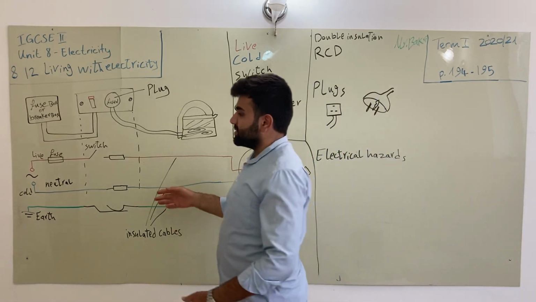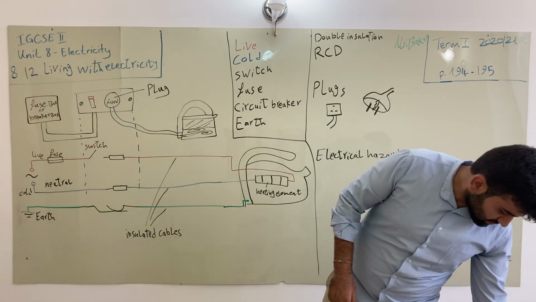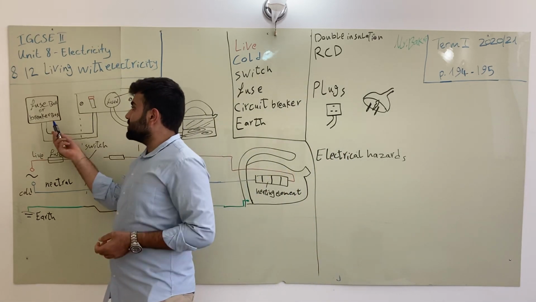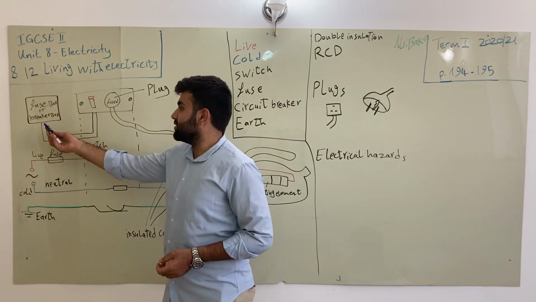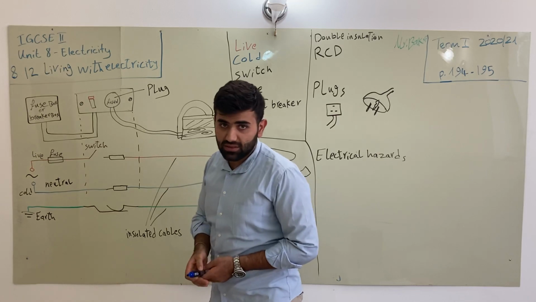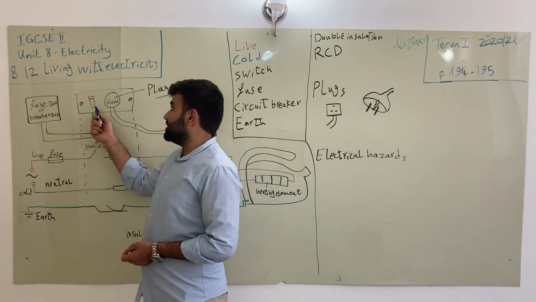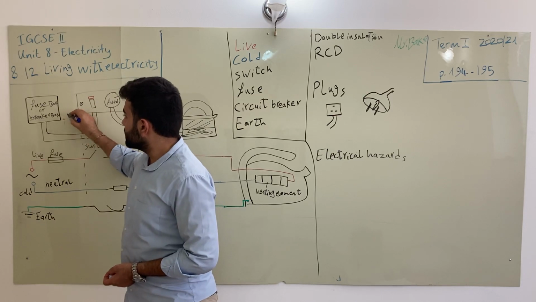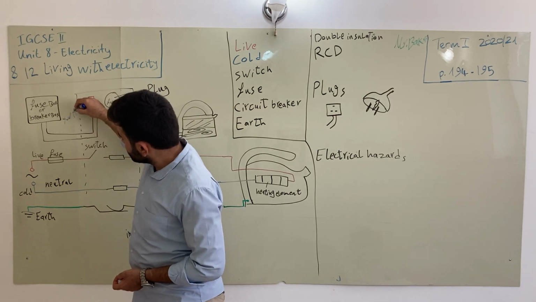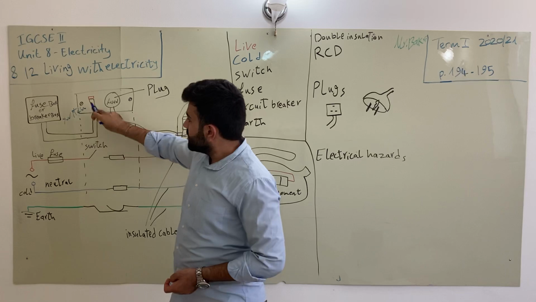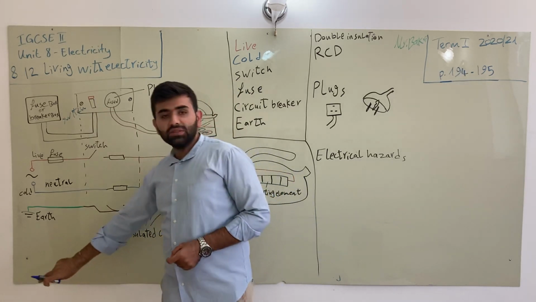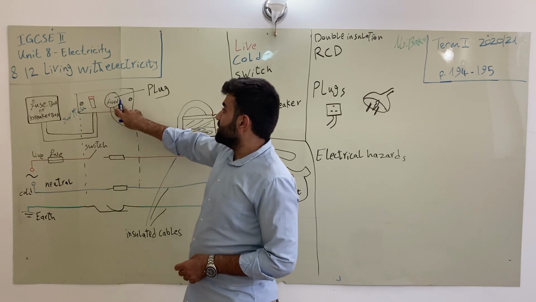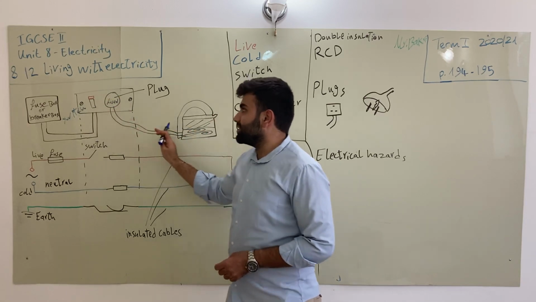So what's happening here is, if we have the fuse box or the breaker box, it gives us the electricity. Then it's connected to the switch. There is a switch, and this switch you have found next to the socket. Then we have a plug.